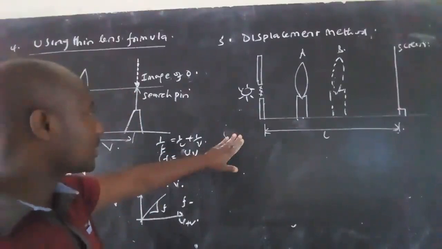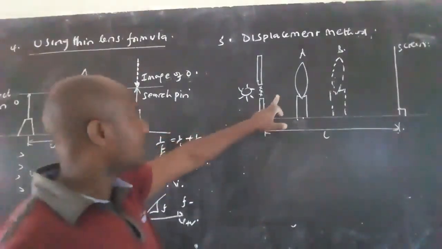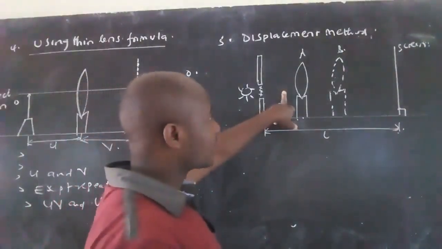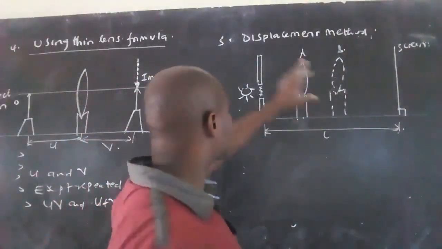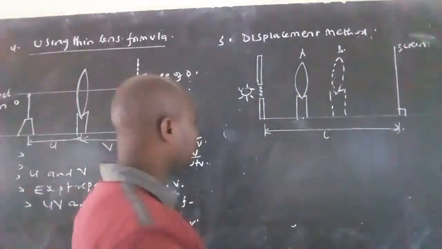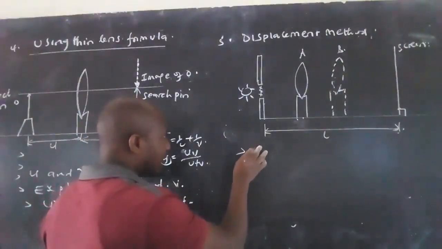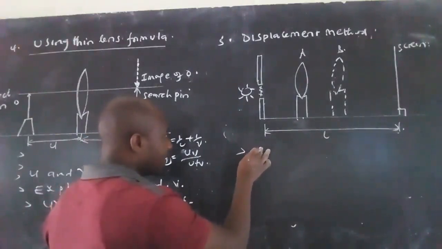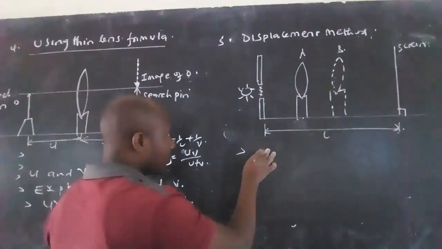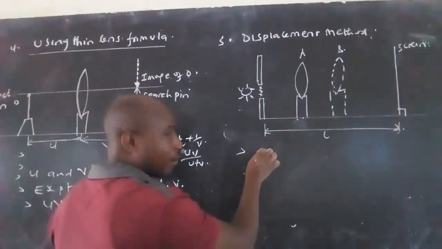So the first thing is, the experiment is set up as shown above. Then the lens is moved from A towards the screen until a magnified image of the cross wires is formed on the screen. The position A on the table is marked.